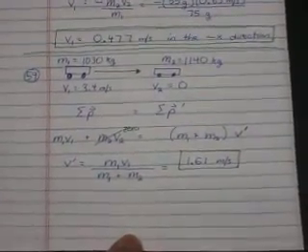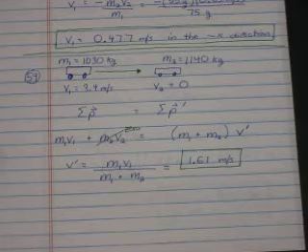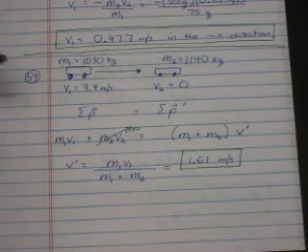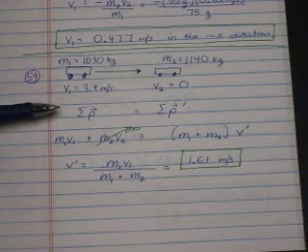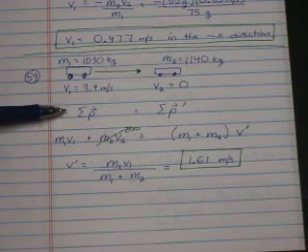59 is a collision problem. This is a totally inelastic collision where there are two cars and they end up sticking together. So conservation of momentum. Again, we start with the sum of the momenta before the collision equals the sum of the momenta after the collision.